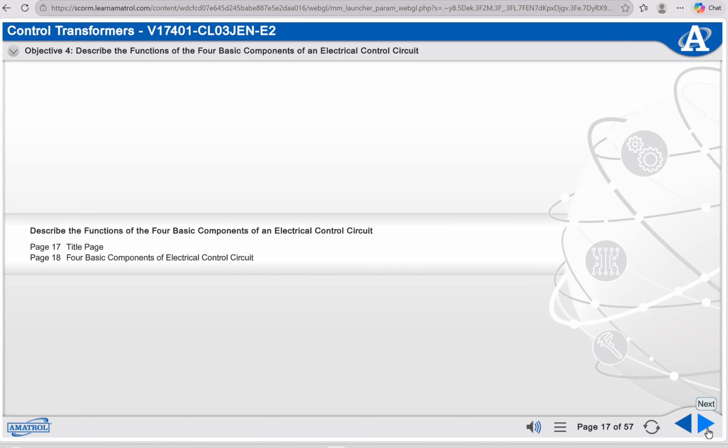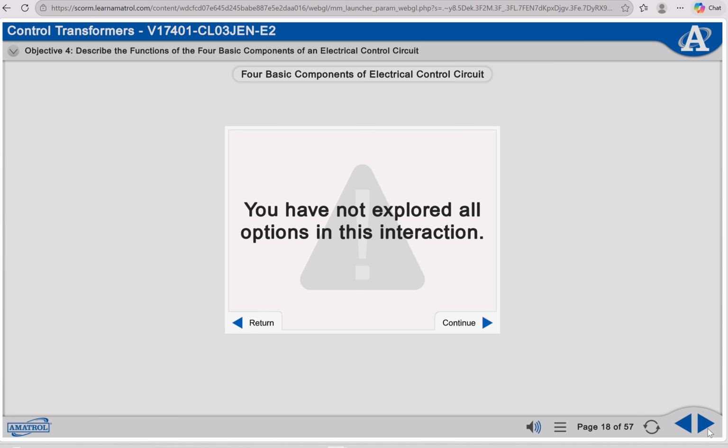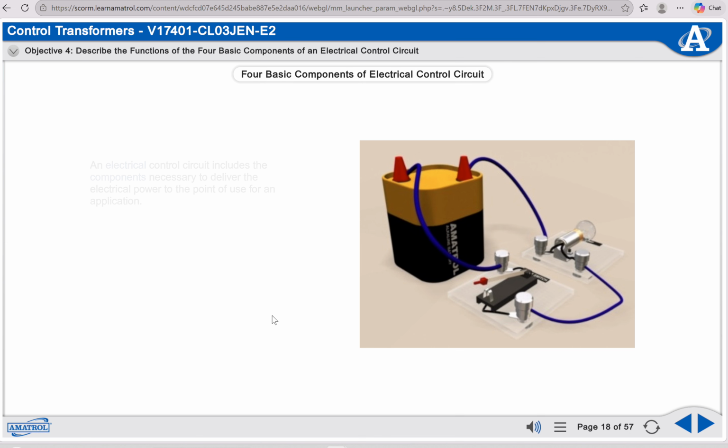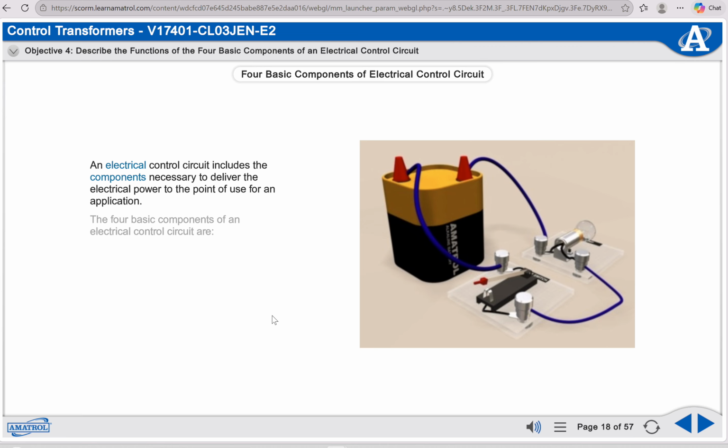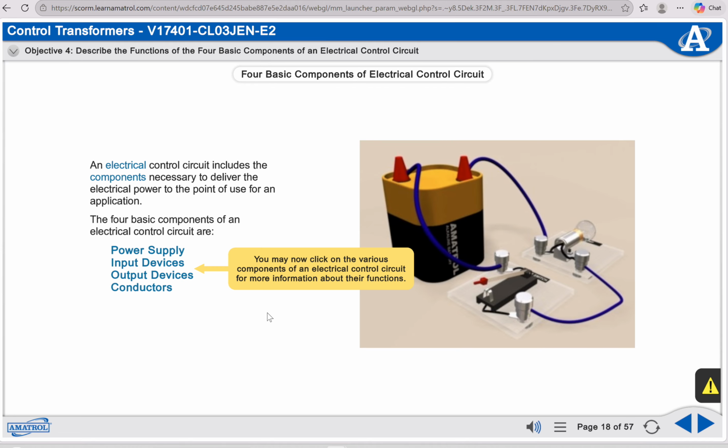In this procedure, describe the functions of the four basic components of an electrical control circuit. An electrical control circuit includes the components necessary to deliver the electrical power to the point of use for an application. The four basic components of an electrical control circuit are the power supply, the input devices, the output devices, and the conductors.